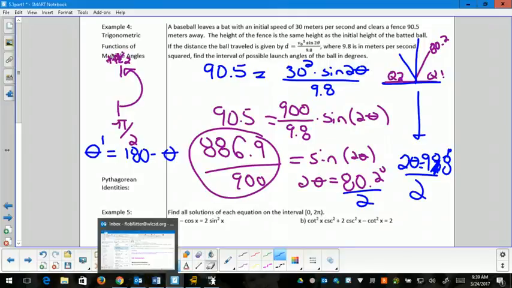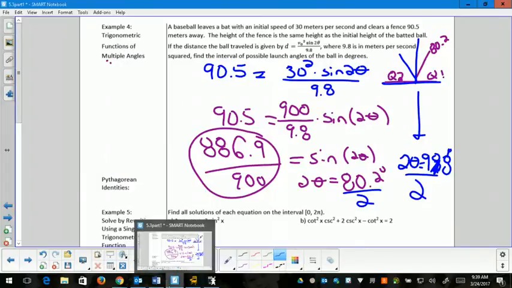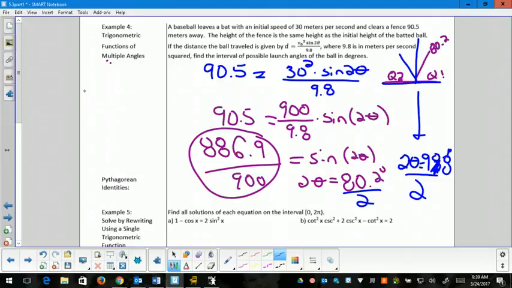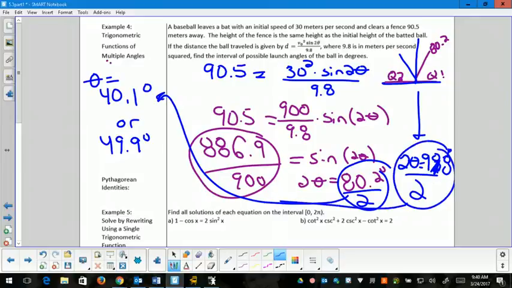Let me erase this over here. That theta is either 40.1 degrees or 49.9 degrees. Where'd you get the 40? He divided the 80.2 by 2, because it was equal to 2 theta, and divided the 99.8 by 2, because it was also equal to 2 theta.